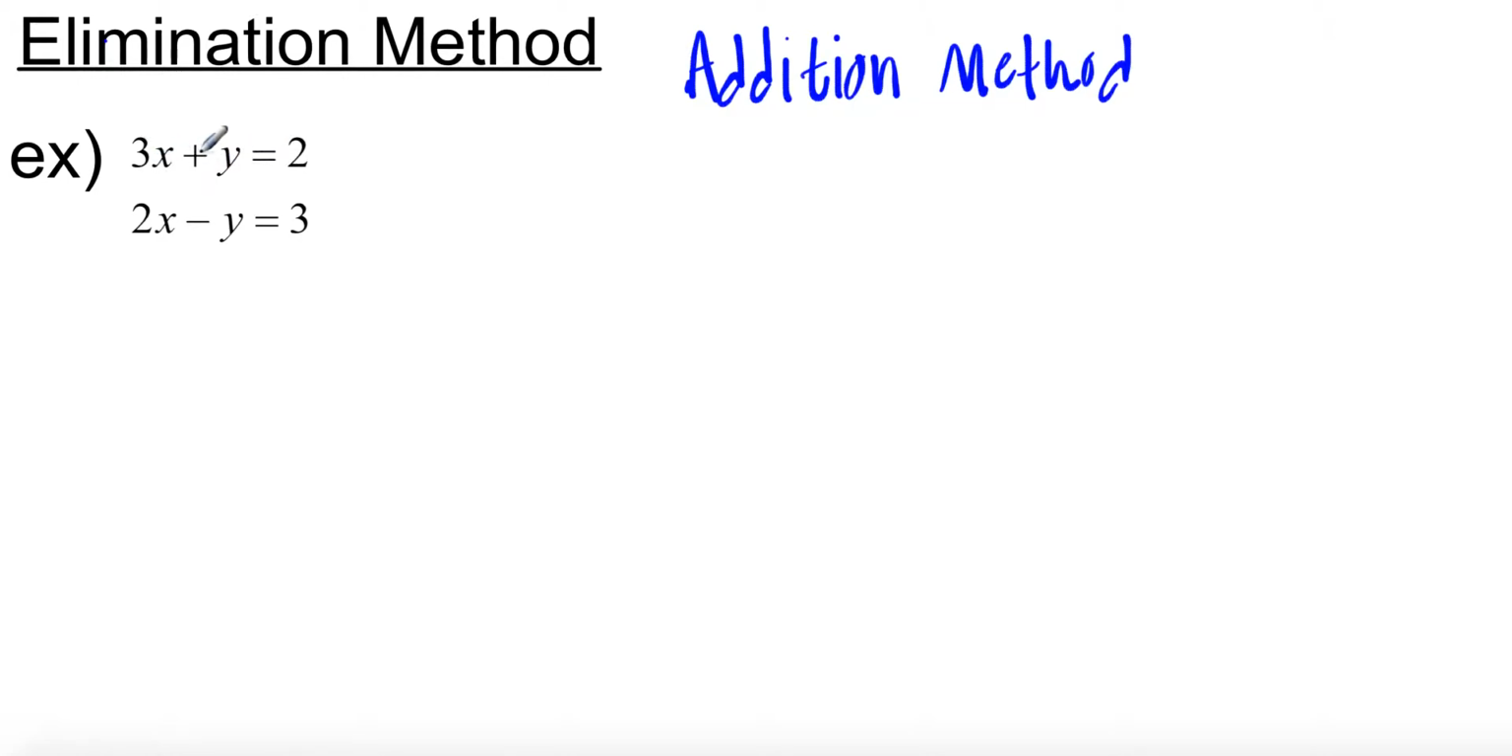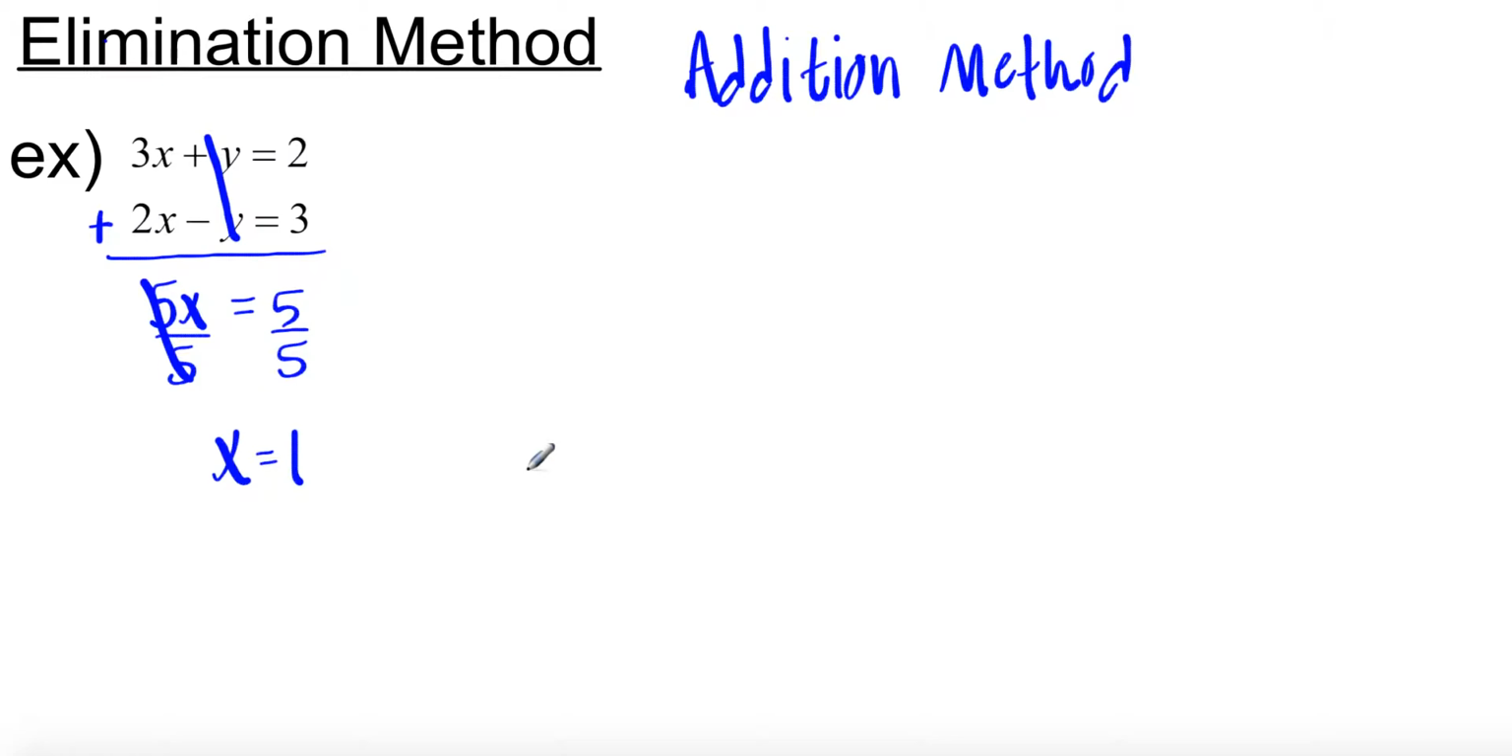We've got 3x plus y is equal to 2, and 2x minus y is equal to 3. Thinking ahead a little bit, if we were to add these two equations together right now, the y's would cancel out. So we don't have to do any extra work. We can just go forth and add the two equations. 3x plus 2x is 5x. Y minus y cancels. Bring down your equal sign. 2 plus 3 is 5. Divide by 5 on both sides, and we get x is equal to 1.